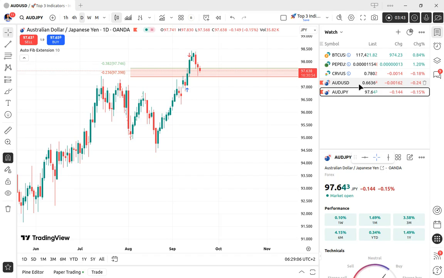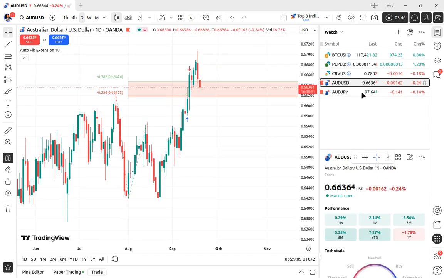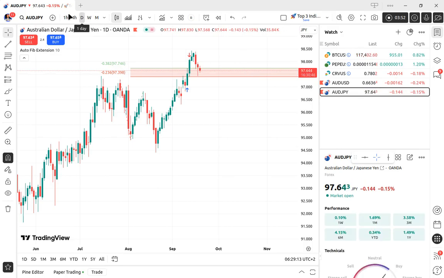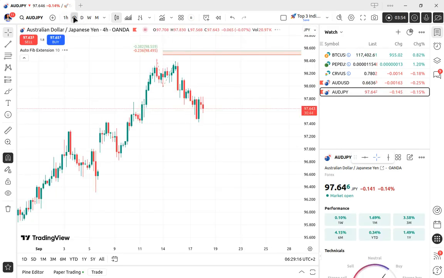So we're within range. Let's see if we can determine the direction of the price.